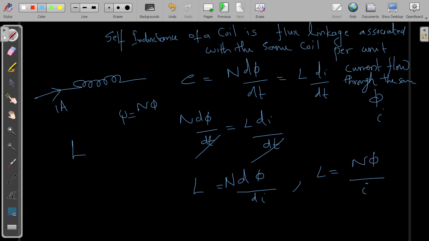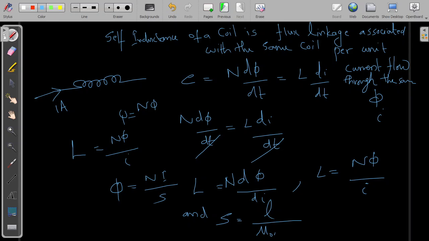That is, L will be equal to the flux linkage per unit current I, flux linkage divided by I. From the knowledge of magnetic circuits, we know that phi is equal to Ni divided by S, that is mmf by reluctance, and reluctance S is equal to l by mu0 mu r A.